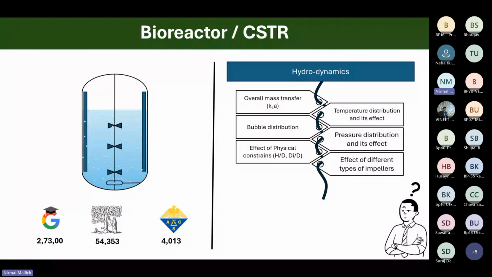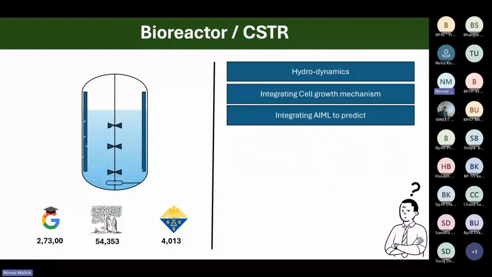Next, apart from the simple hydrodynamic study, you can do some advanced studies like integrating the cell growth mechanism to optimize your process itself. Or you can integrate machine learning algorithms to find an optimized region to work in, like agitation rate and aeration rate, and what region you should be working in. These are areas still not completely explored, where ANSYS CFD with machine learning can be implemented.